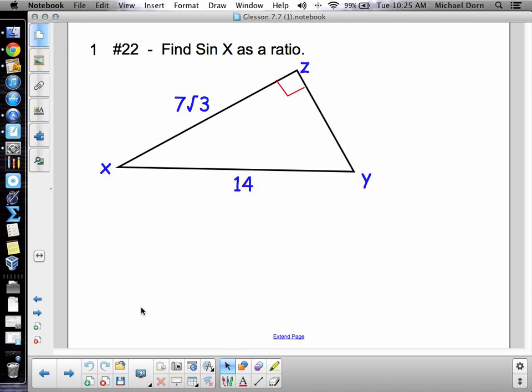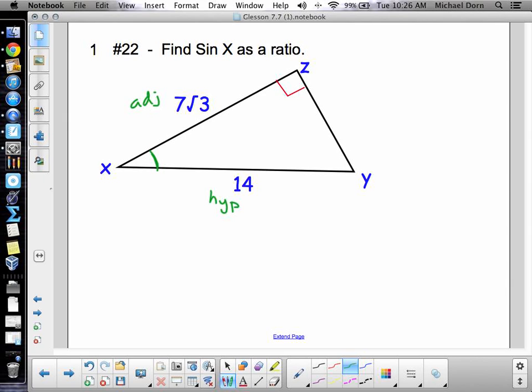All right. So this is from problem number 22 last night. Find sine of x as a ratio. And again, what we have to do in these problems, if I want to find, first off, identify our angle. Where are we at? X is down here. So if this is my angle, which side is going to be the hypotenuse of this triangle? Okay. And 7 root 3 is the adjacent. So the opposite is going to be over here.